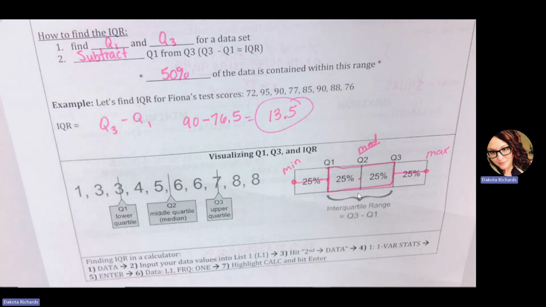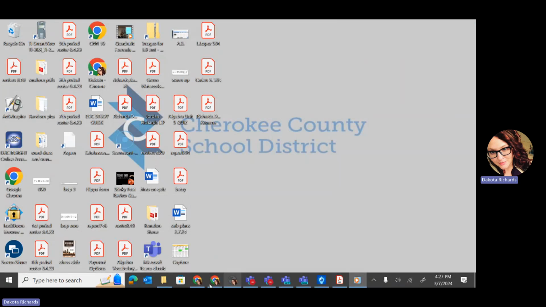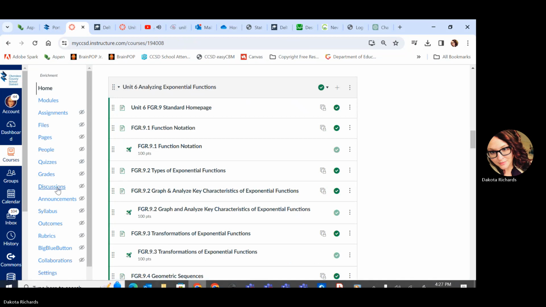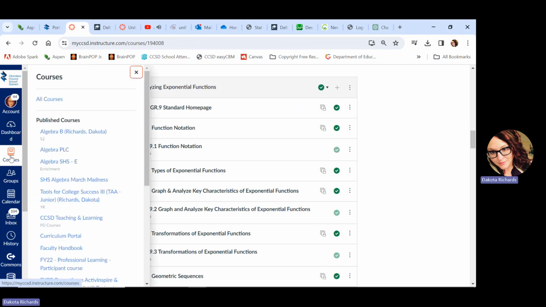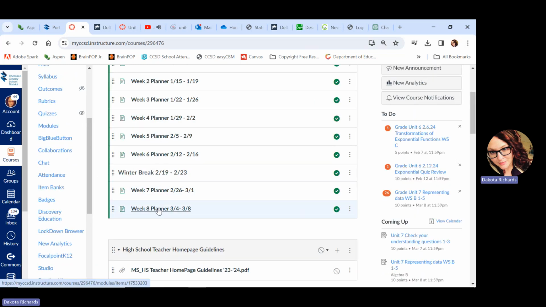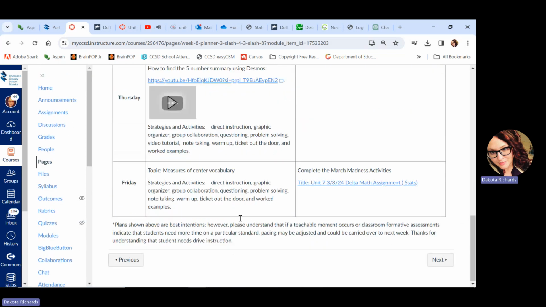And after you do the notes, you need to do two things for me. You have your Delta Math assignment that you are responsible for. I'll show you where that's at and what's expected. If you go to the planner, week 8 planner, go down to Friday, click on Unit 7 Delta Math assignment. That should bring up the assignment. It's 20 points and it's only 12 questions.